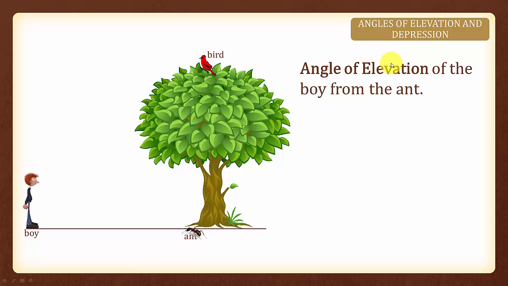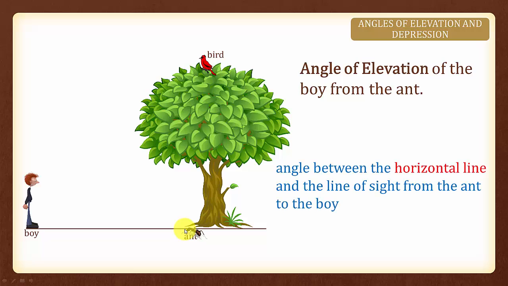Next, we shall look at the angle of elevation of the boy from the ant. Since the angle of elevation is the angle between the horizontal line and the line of sight from the ant to the boy, we do not need to draw another horizontal line because the ground here is the horizontal line. And the line of sight from the ant to the boy will be the line here. And the angle of elevation will be the angle in between. And it is 14 degrees.